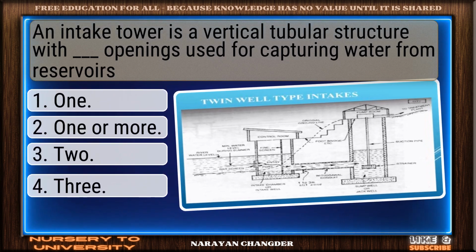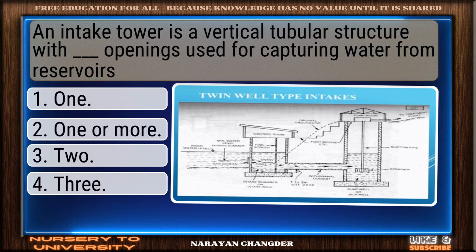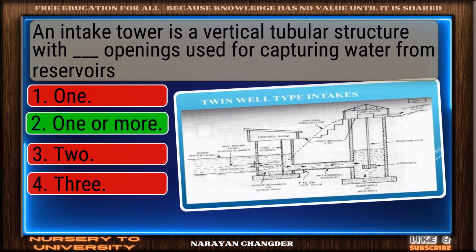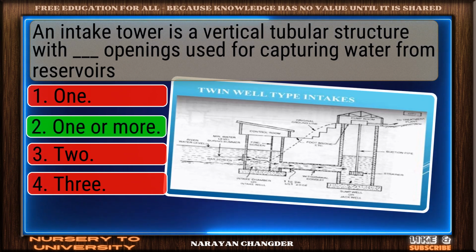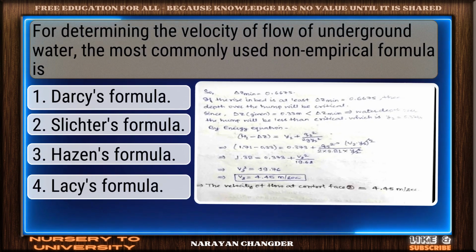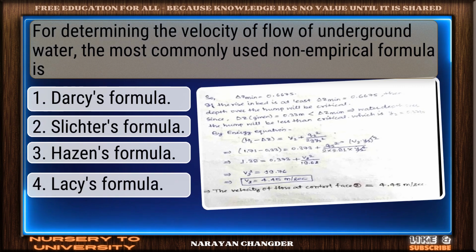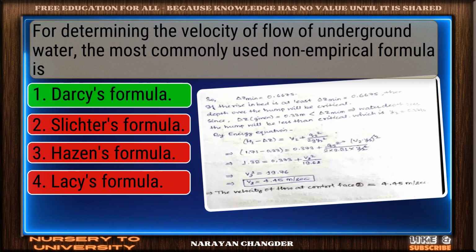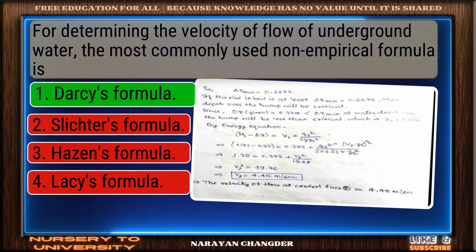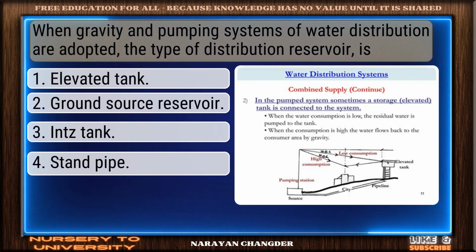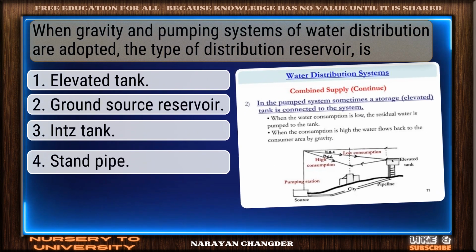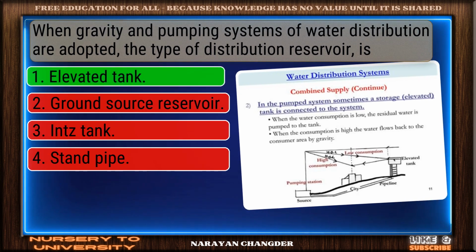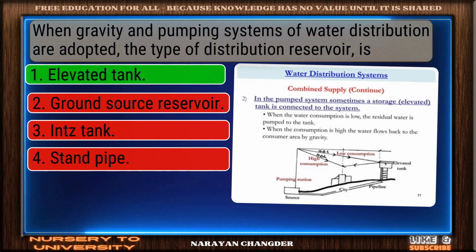An intake tower is a vertical tubular structure with dash openings used for capturing water from reservoirs. Perfect. 1 or more is the correct choice. For determining the velocity of flow of underground water, the most commonly used non-empirical formula is. Well reasoned. Darcy's formula is the correct choice. When gravity and pumping systems of water distribution are adopted, the type of distribution reservoir is. Smart move. Elevated tank is an accurate answer.